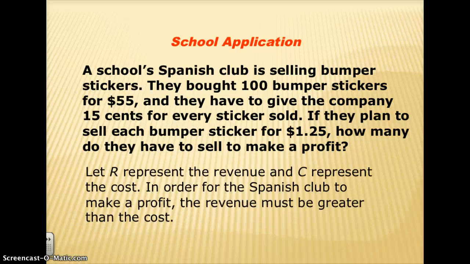So if we choose some variables, we could choose R to represent the revenue. Revenue is how much money you make. And C represents the cost. In order for the Spanish club to make a profit, the revenue must be greater than the cost. So profit means that the Spanish club gets to take whatever money they make minus the cost. So in order to make money, you have to have a higher revenue than a cost. So we need to know what our revenue equation could be compared to our cost equation.